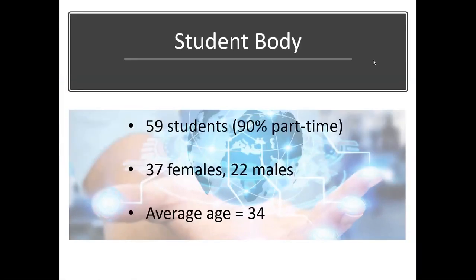We have, at the moment, 59 students, 90% of whom are part-time. Most of our students take 2 courses per term. Occasionally, with approval from their advisor, we will allow students to take 3 per term. But most, if not all, of our students are working full-time professionals, right? And are taking courses in addition to all the other aspects of their life. So most students are part-time, taking 2 courses a term. We have 37 females and 22 males, and the average age of our student body is currently 34 years old.